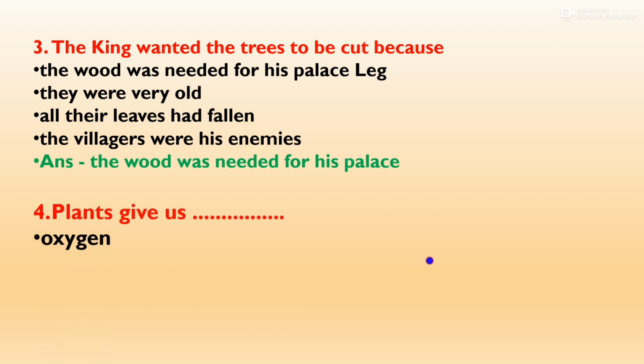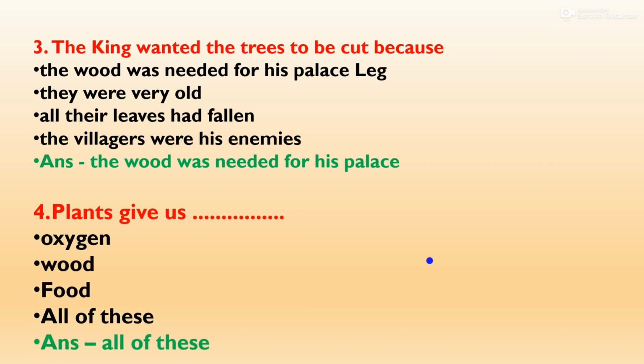Plants give us oxygen, wood, food, all of this. Answer will be all of this. Plants give us oxygen, food as well as wood.